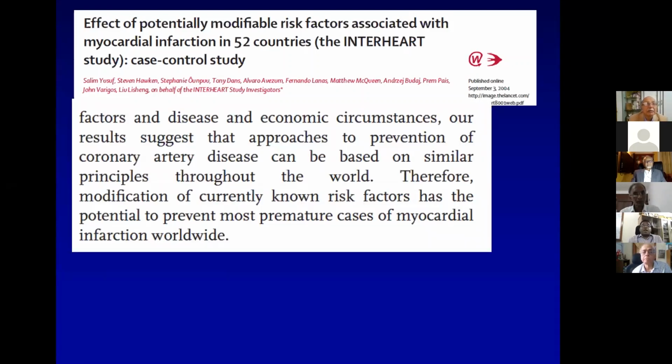So this is the last few lines of the Interheart study. After the title, I'm showing you straight away the conclusion. And let me bring up a laser pointer here to say that our results suggest that approaches to prevention of coronary artery disease can be based on similar principles throughout the world. Therefore, modification of currently known risk factors has the potential to prevent most premature cases of myocardial infarction worldwide.